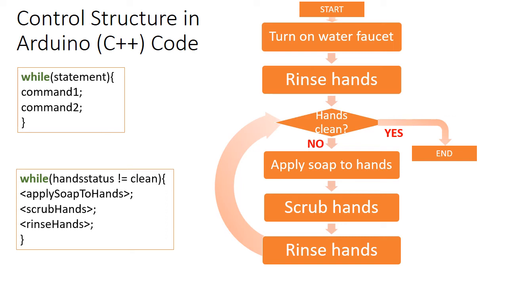And again, this is all pseudocode. It's code-like, but these are not real commands. There is no variable that we've set up called hand status. There's no variable we've set up called clean. We haven't written actual functions to do these other things, but this is to give you an idea of what structure you would need to implement to make this happen.